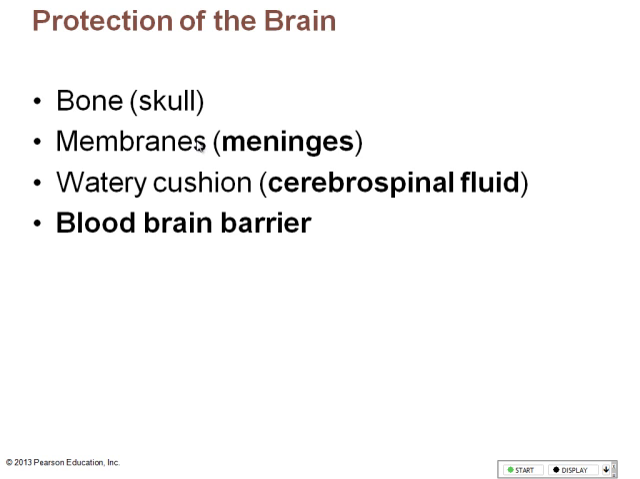The fluid that helps protect the brain is cerebrospinal fluid. And then the last line of protection for your brain are the cells that are going to only let very certain things into that cerebrospinal fluid, your ependymal cells, which are part of your blood-brain barrier.